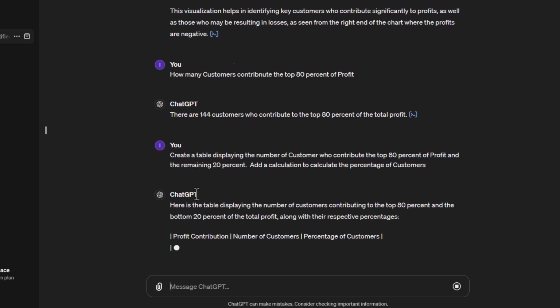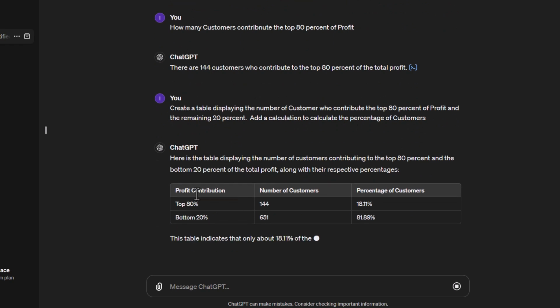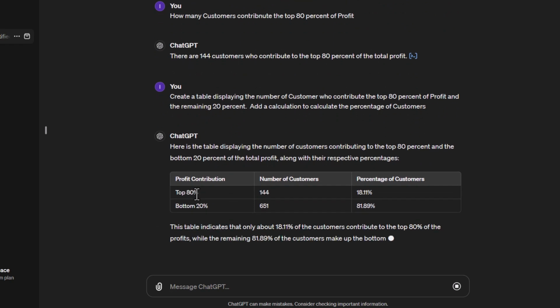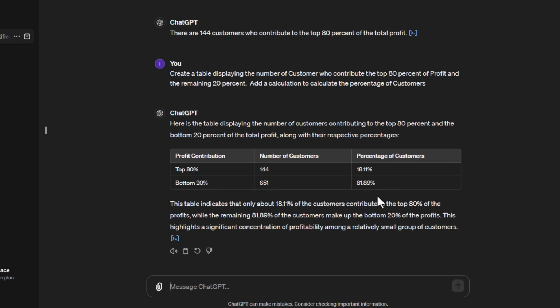Okay, right. So we're getting some response here. We're looking at the profit contribution, number of customers, percentage. So it's actually figured out exactly what I wanted. So it's telling me that we have 144 customers, which we already know, contributing the top 80% of that profit, but it's actually 18% of my customers. So almost in this case, our 80-20 rule applies. We're actually seeing that around 20%, in this case 18% of our customers are actually contributing the 80% of profit. And that's really what Pareto Analysis is about understanding.